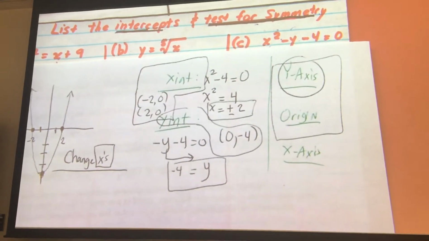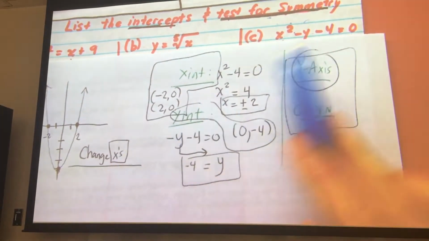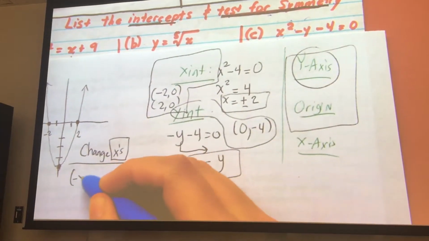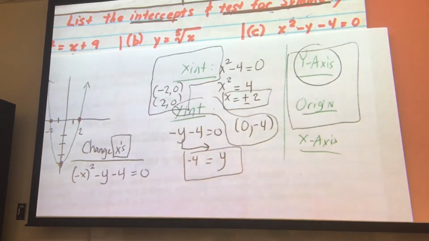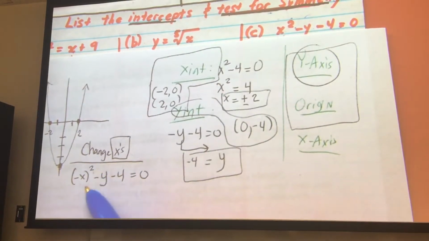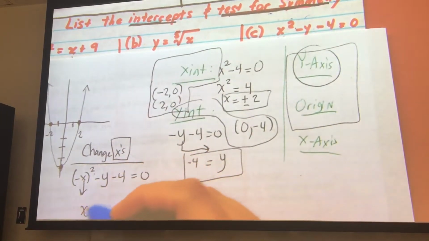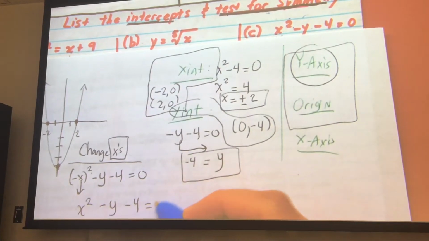All right. Good question. Now, when I change the signs of my x's in this equation, this would become negative x getting squared minus y minus 4 equals 0. But squaring, as we mentioned, any even power of a negative is positive, isn't it? So that's still x squared minus y minus 4 equals 0.